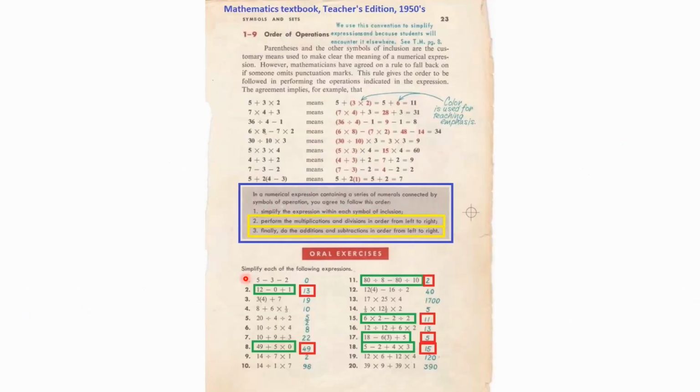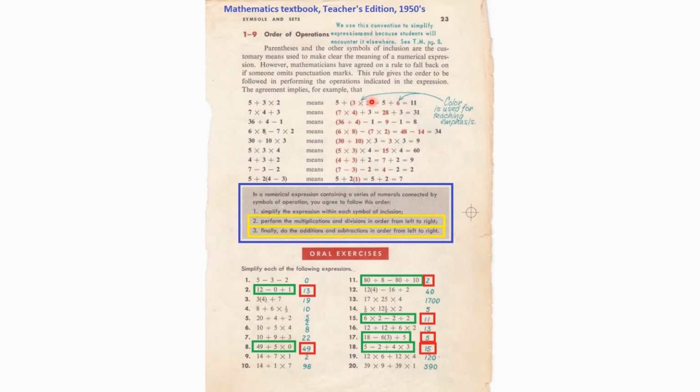That's not a thing. I mean, here's a mathematics textbook, teacher's edition from the 1950s. You can go through this, and we use this convention to simplify expressions because students will encounter it elsewhere. And there's notes that have been put in this old book from the 1950s, practically 70 years ago. Order of operations has roots back into the 16th century. So this is nothing new. You've got a really good example here.